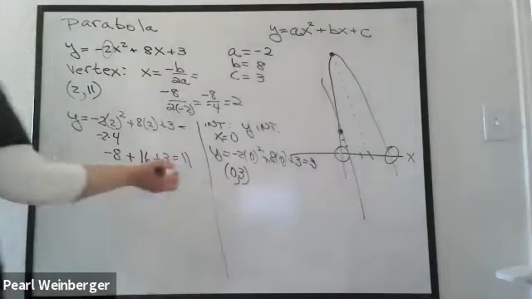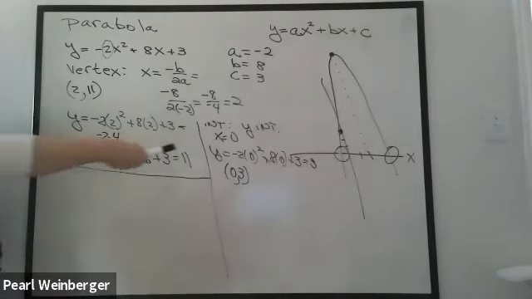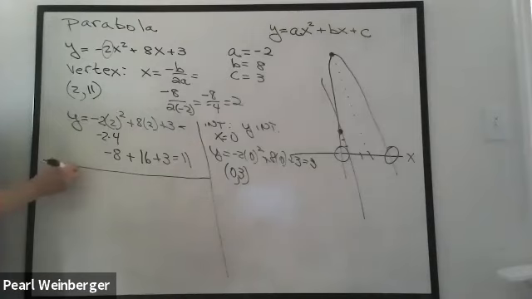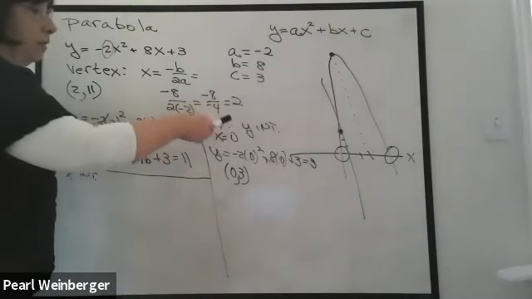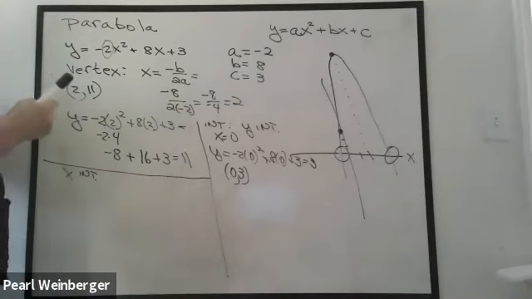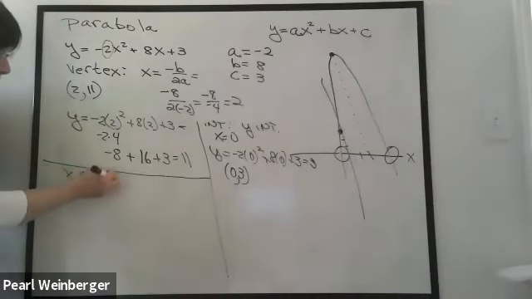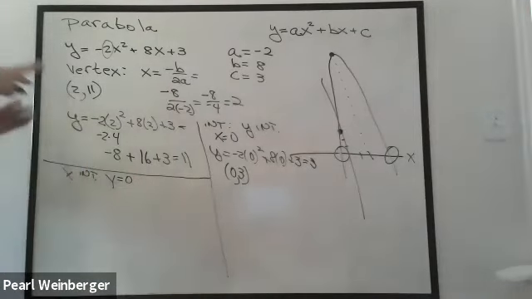What if the question was not only graph it, but find the intercepts? So we found the y-intercept. How do we find the x-intercepts? Well, we found the y-intercept by replacing the x with 0. We know this. We did this with lines. To find an x-intercept, we put y equal to 0. You do just the opposite.